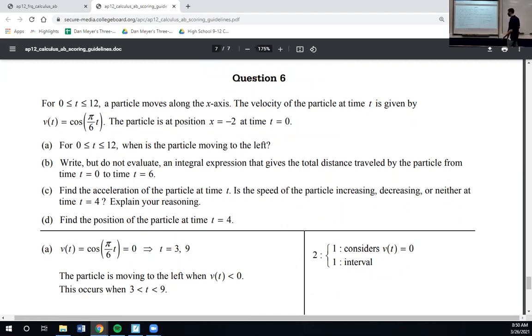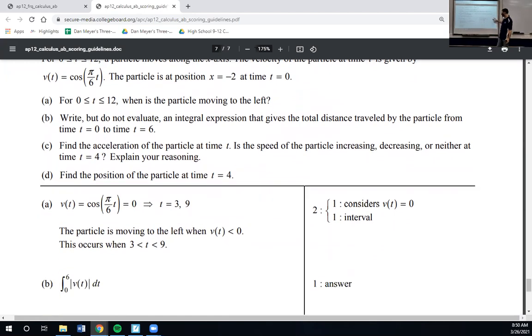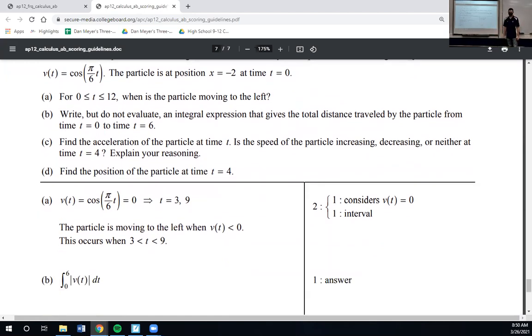Part B, total distance traveled is the integral of the absolute value of velocity. That's a point. Either you got it or you don't. Notice it said, write but do not evaluate. So that means all you needed to do is write this setup.